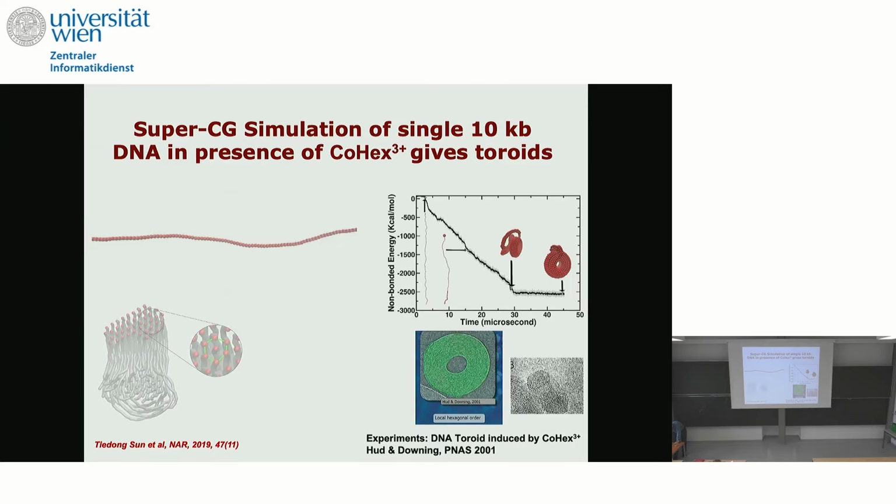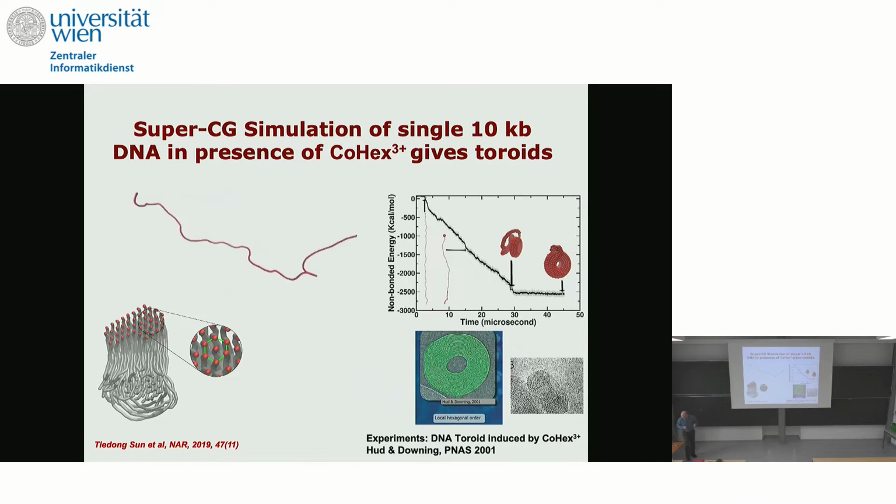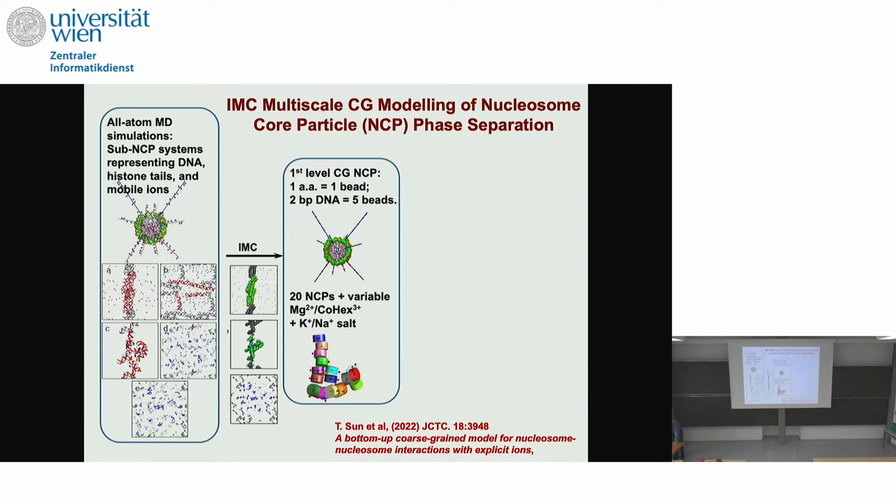So what we found, quite remarkably, is that when we run the simulation, this model indeed holds a toroidal structure with hexagonal packing of the DNA. So we are quite confident that this DNA model is very good, and we went on to consider the coarse-grained model for the nucleosome core particle, which is indicated here.